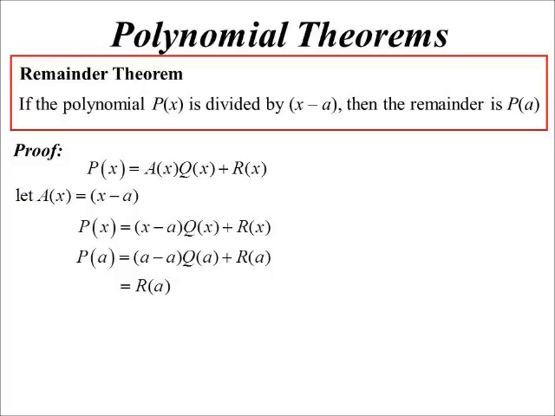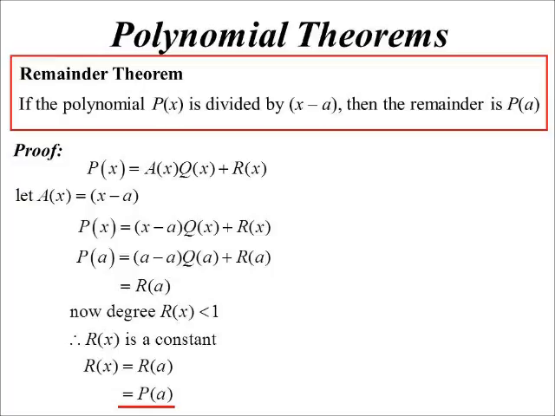But the thing I know about the remainder, if I'm dividing by a linear function, is that it must be of smaller degree. And the only thing smaller than a linear function is a constant. So R(a), R(x), it doesn't matter what I substitute into the remainder function, I'm always going to get the same answer. It's going to be a constant. So P(a) does indeed equal R(x). So there's a quick little proof of that one.